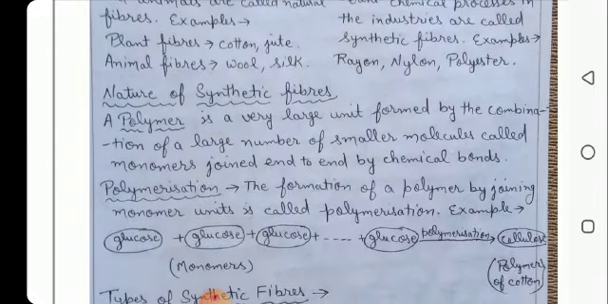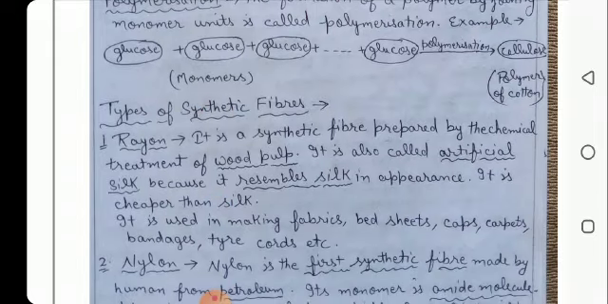Nature of synthetic fibers. A polymer is a very large unit formed by the combination of a large number of smaller molecules called monomers, joined end to end by chemical bonds by the process of polymerization. Polymerization: the formation of a polymer by joining the monomer units is called polymerization. For example, several glucose units joined with each other by the process of polymerization form a polymer of cellulose.